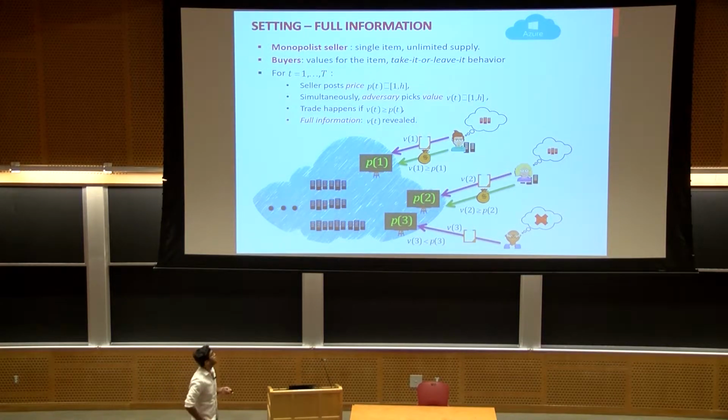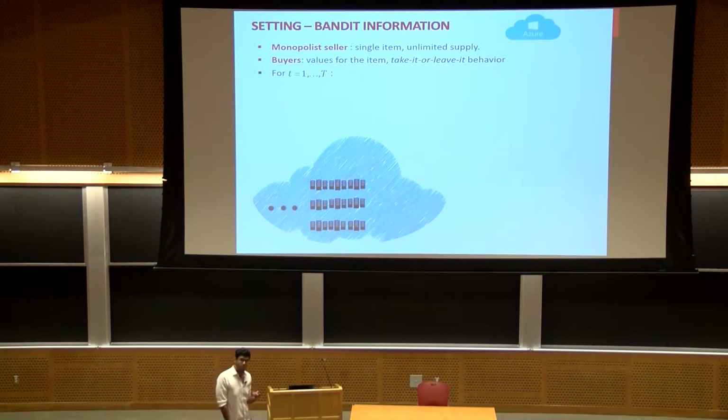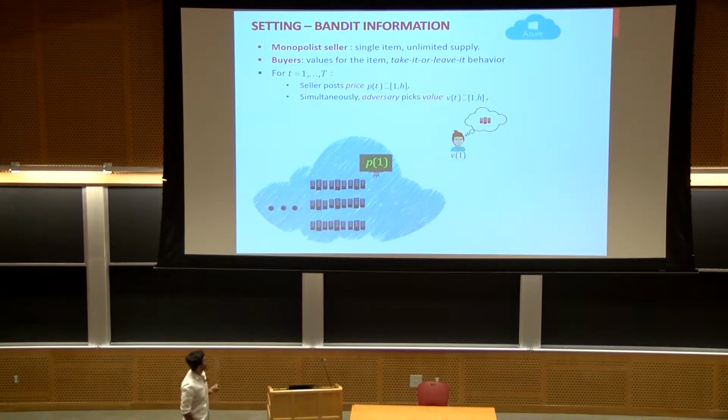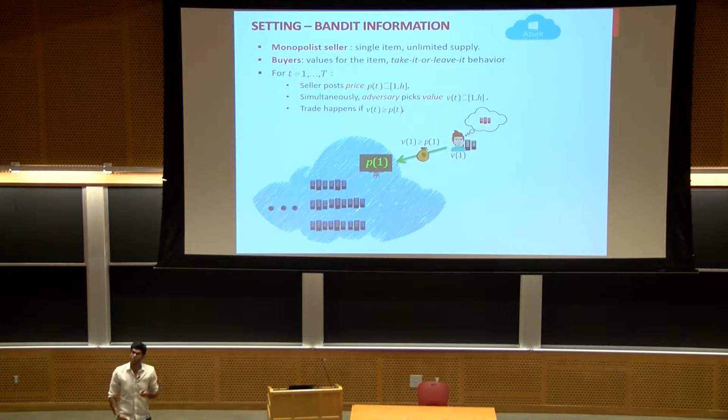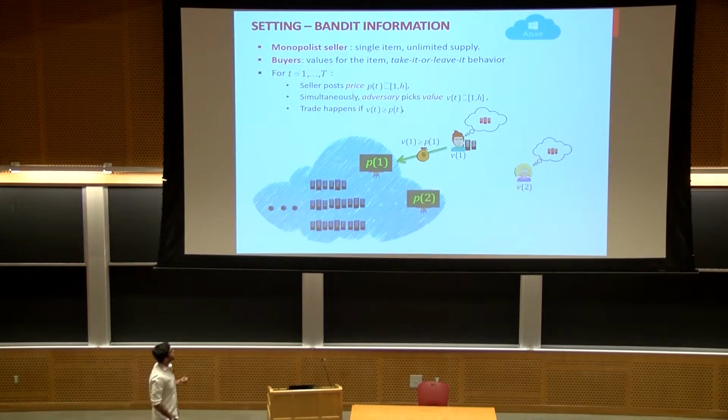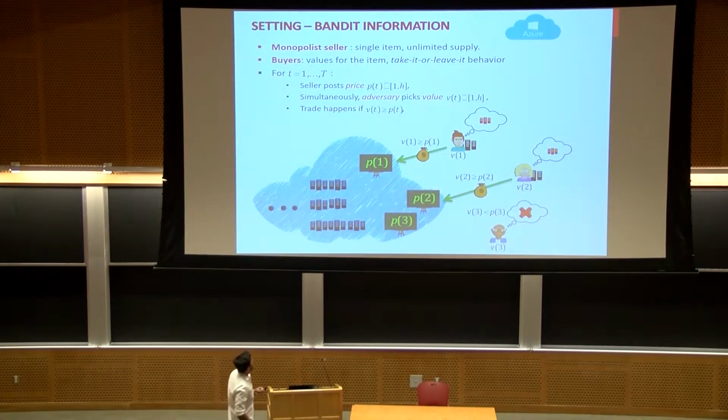We can also think of the bandit information version of this problem, in which the seller posts a price. The buyer has a value for the item. It doesn't submit the value. And the trade happens if the value is greater than the price. So the difference in this game is that the only bit of information that the platform realizes after interacting with the buyer is whether trade happened or not.